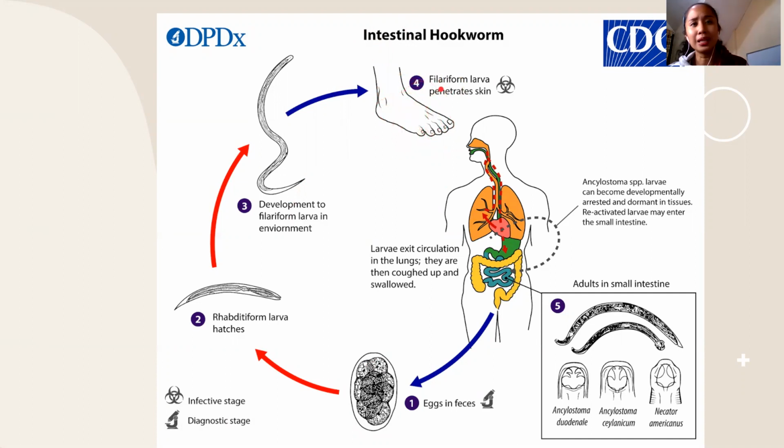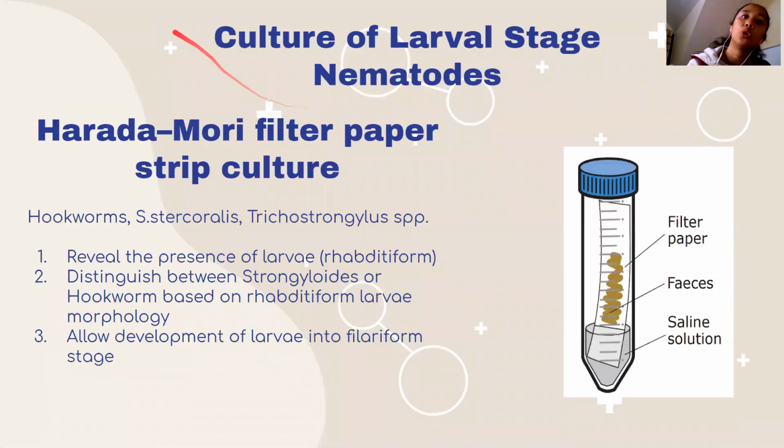The feeling of that, makati kaya, I don't know. So, these are hookworm species. So, class, your Harada Mori filter paper strip culture is good for identifying hookworms, Strongyloides stercoralis, and Trichostrongylus species. But usually hookworm and Strongyloides. So, class, we're culturing the ova to turn into a larva.